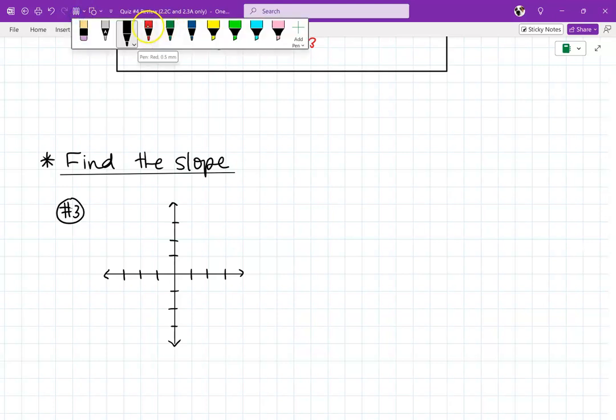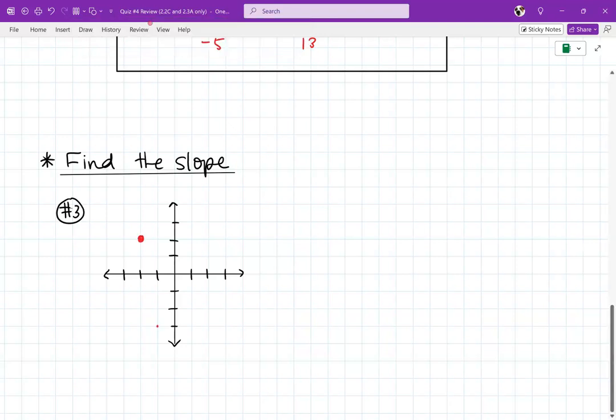I'll put a dot here, here. There you go. Go ahead and draw that. I'm going to pause the video while you do that. All right, so we're back here.